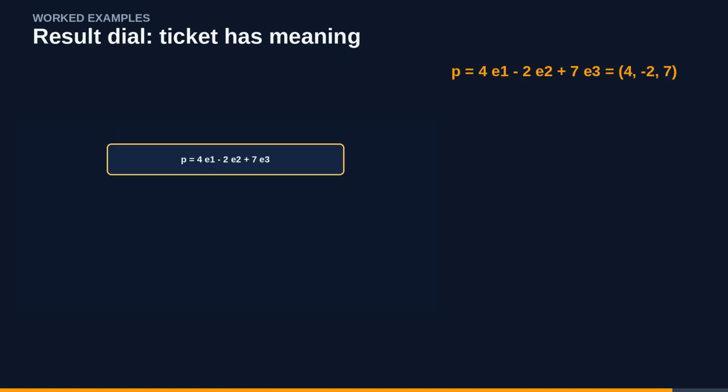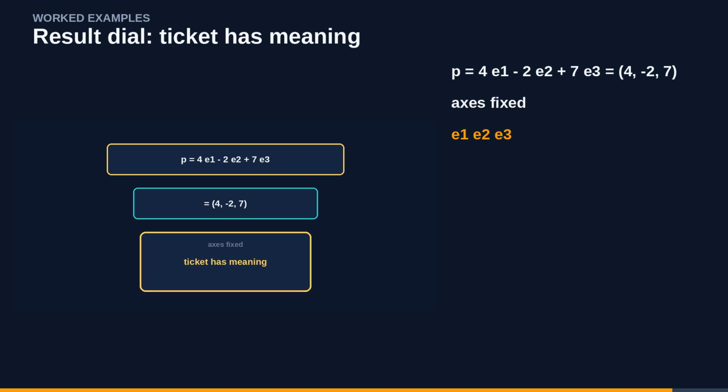Close on the combination with axes fixed. With axes fixed, P is 4E1 minus 2E2 plus 7E3. The destination ticket finally has direction meaning. So P equals 4E1 minus 2E2 plus 7E3. The trap, reading the list before naming the axes, repeats the stuck machine state.